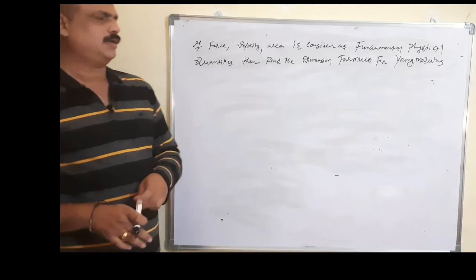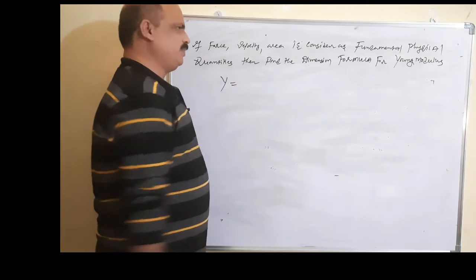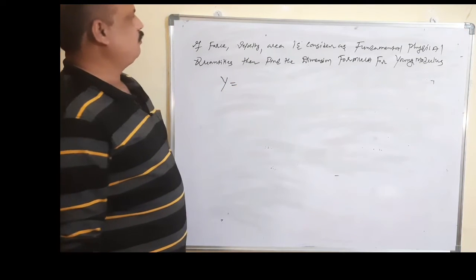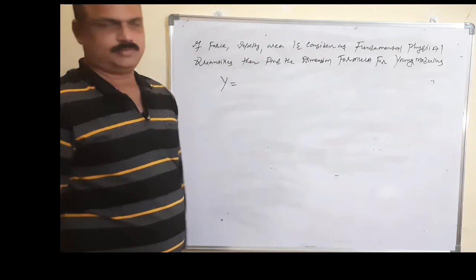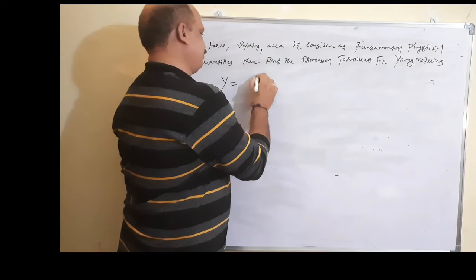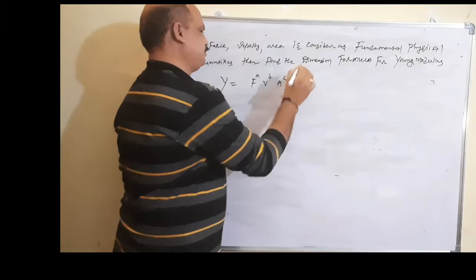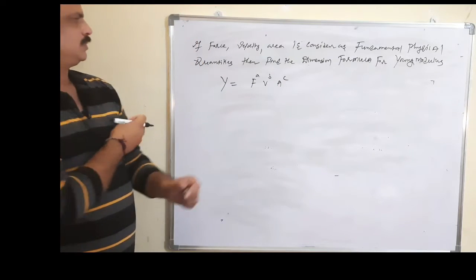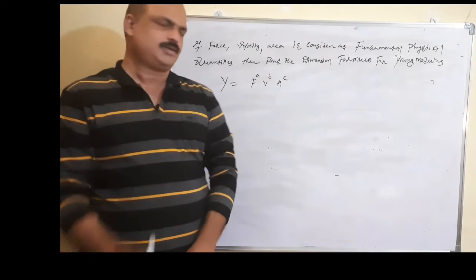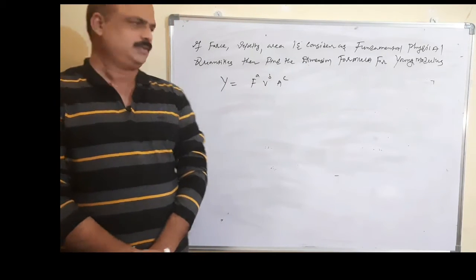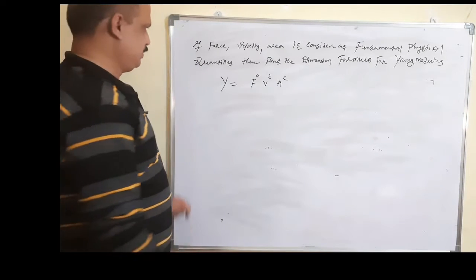This is a dimensional method question. So Young modulus is equal to, we write, what we take as fundamental physical quantities: force, velocity, area. That means here F to the power of a, V to the power of b, and A to the power of c. These are the fundamental physical quantities. That means dimension formula should be in terms of F, V, A. Right. So what is the dimension formula for the Young modulus?